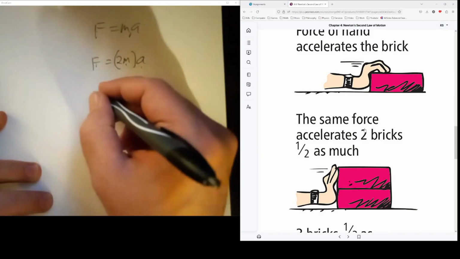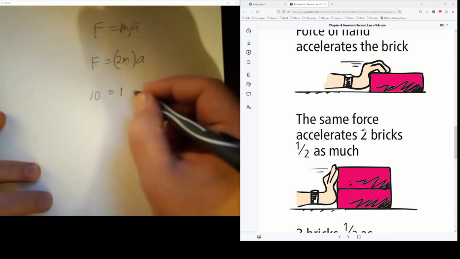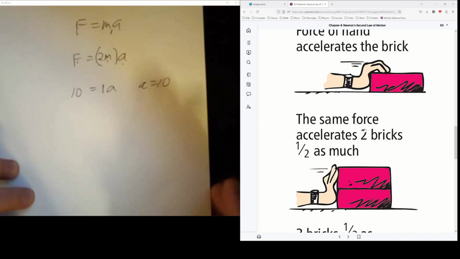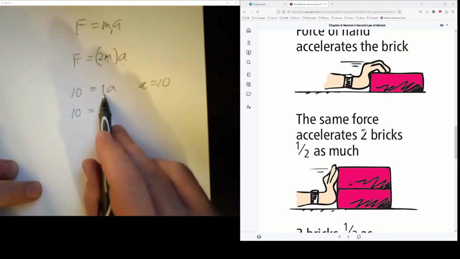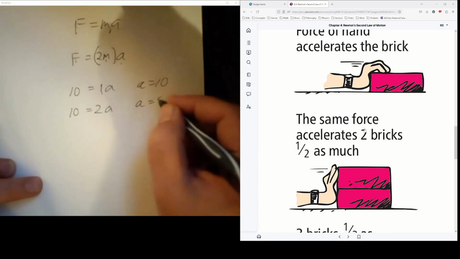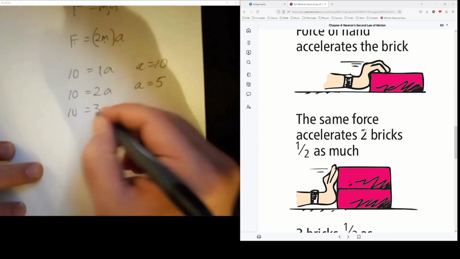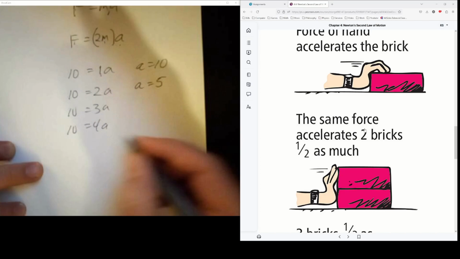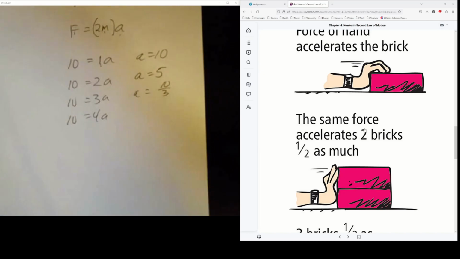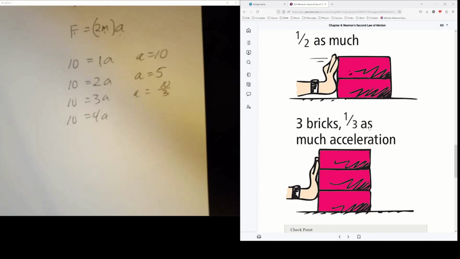So for instance, if we push with 10 newtons of force on this brick, and let's say the brick weighs 1 kilogram, well, then your acceleration would be 10 meters per second squared. But if you have two bricks, now you're dividing by 2, so your acceleration is halved. And same if there were three bricks, four bricks, and so on. We could solve for a then. In this case, we're starting to get fractions though. Oh, I guess they do have a third here.